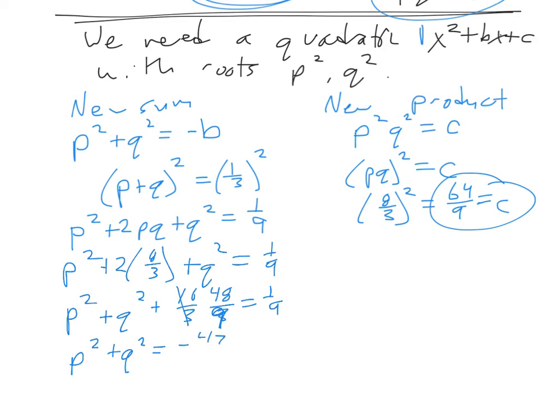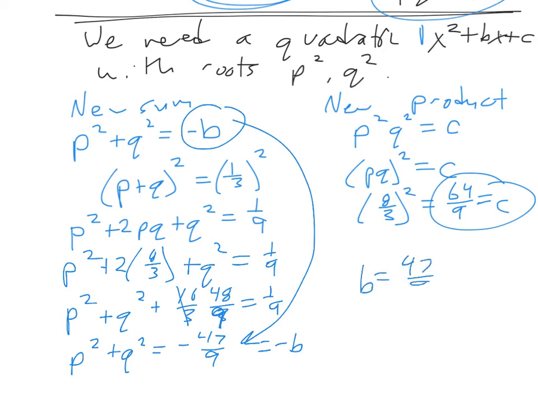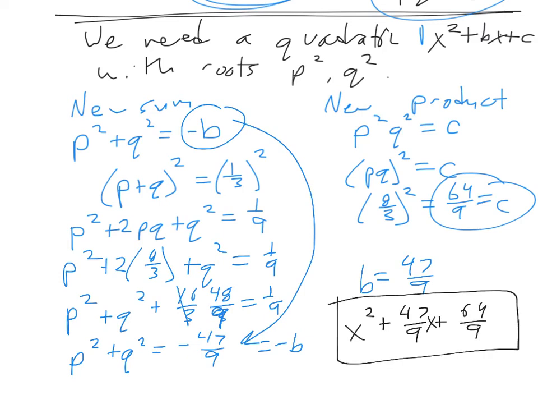So p squared plus q squared is negative 47/9, but we knew that that was supposed to be negative b. So we just found that b is 47/9. And that means that the polynomial they wanted me to find is x squared plus 47/9 x plus 64/9. So as you can see here, sometimes you have to be a little bit sneaky to figure out how to get these new relationships.